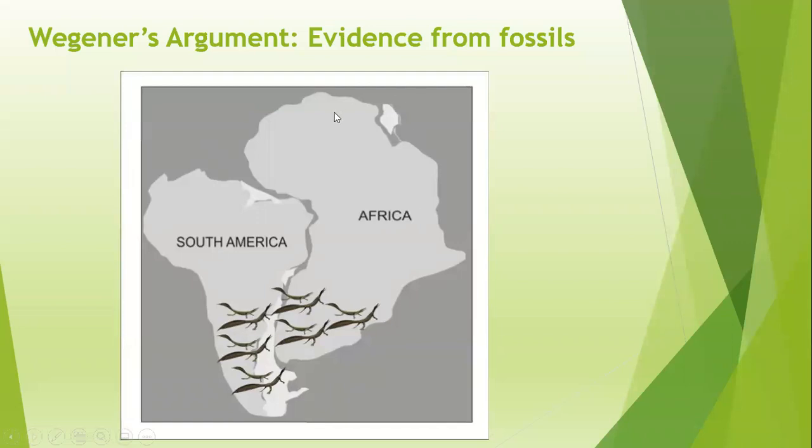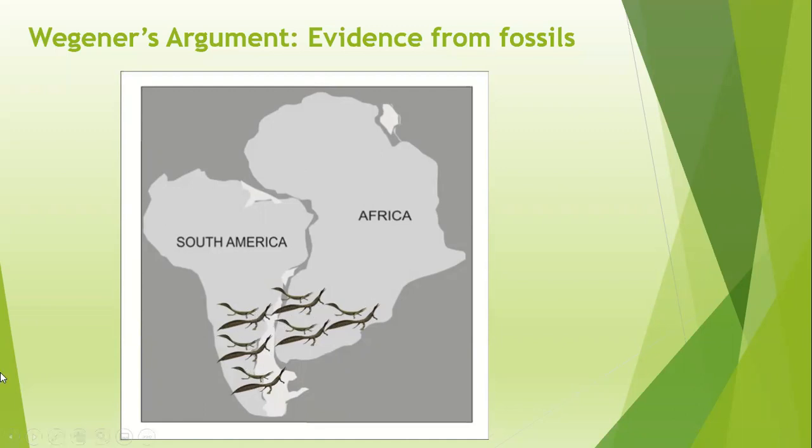Wagner argued that once upon a time, South America and Africa were together. They were one piece of land. So this creature, Mesosaurus, was roaming around freely because it was one land. They were going here and roaming around here and there. Then later on, they died, they went extinct.